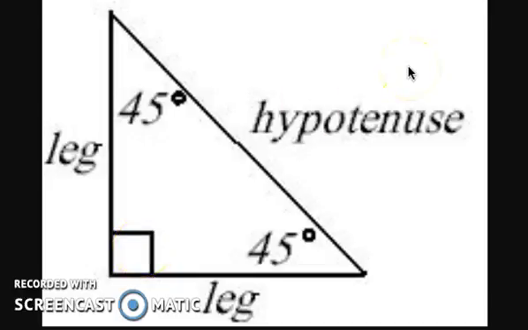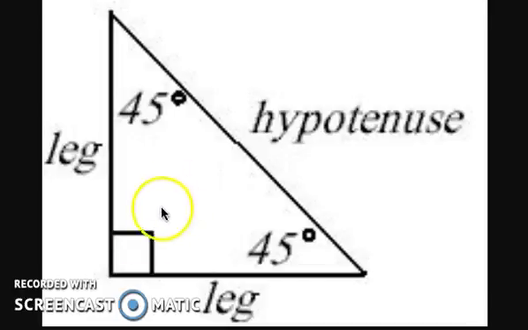Two terms you're going to want to familiarize yourself with are leg and hypotenuse. So in a 45-45-90 triangle, you're going to have two legs, and you can see me moving my mouse over those two sides. These are the two shortest sides in the triangle. And in a 45-45-90 triangle, you're going to realize that these are the same length because it's an isosceles triangle. The hypotenuse, as with any right triangle, is the longest side in the triangle.